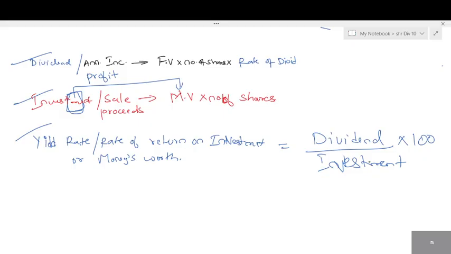All of you have completed? I will make a note. Okay, dividend by investment into 100. Fine. Take a 5 minute break. We'll continue at 1:35.